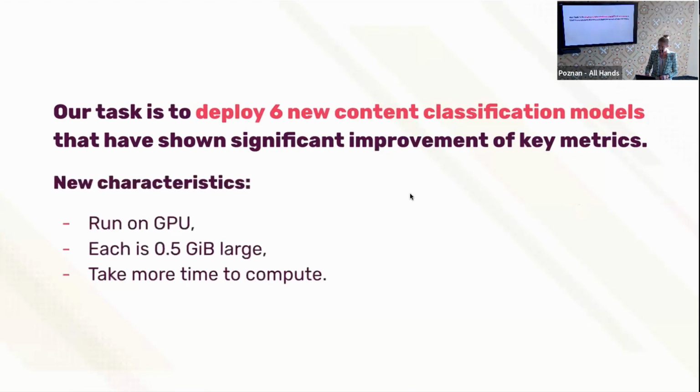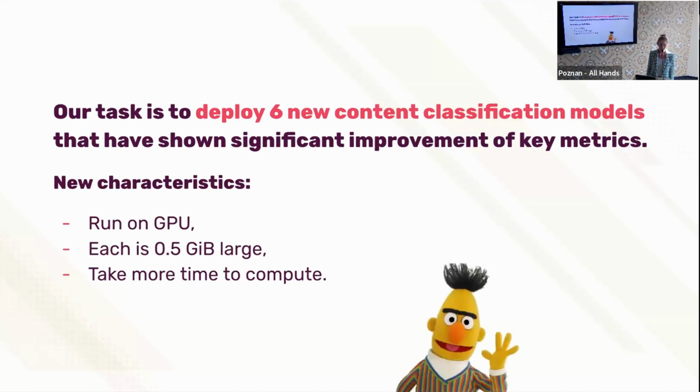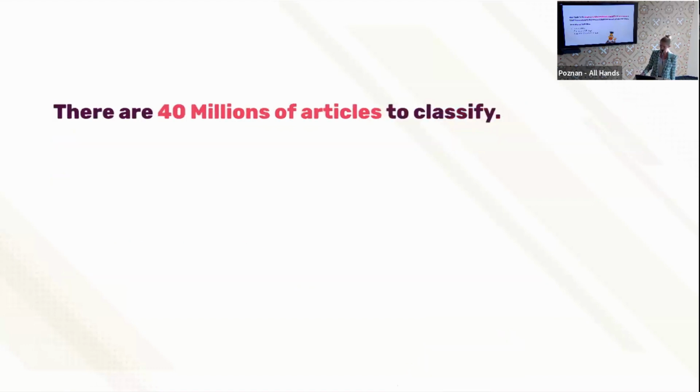We have a new task: to deploy 6 new content classification models that have shown significant improvements of key metrics. So these new models are different from the previous ones. Namely, they run on GPU. Each of them is half a gigabyte large, and they take more time to compute as well. So more specifically, they are deep learning models that consist of BERT embeddings layers followed by a classification layer.